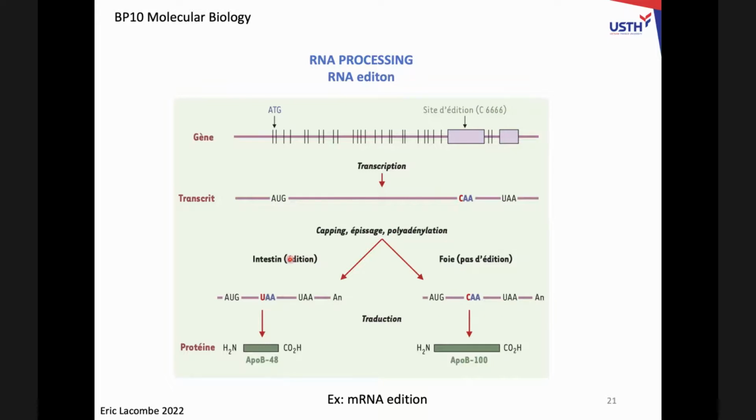So you see the conceptual similarities between alternative splicing and RNA editing. At the end, you can have different proteins from a single gene, but the process to obtain the two different proteins is different. Is it clear for you?